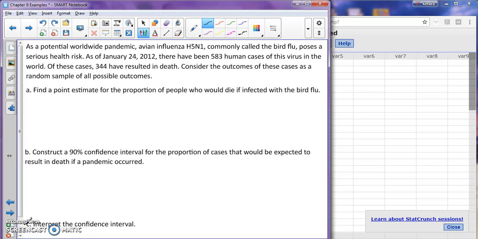So we have the bird flu here, and as of January 24th, 2012, there have been 583 human cases of the virus in the world. Of these cases, 344 have resulted in a death. Consider the outcomes of these cases as a random sample of all possible outcomes. So the first thing we're going to do is obtain a point estimate of the proportion of people who would die if infected with the bird flu.